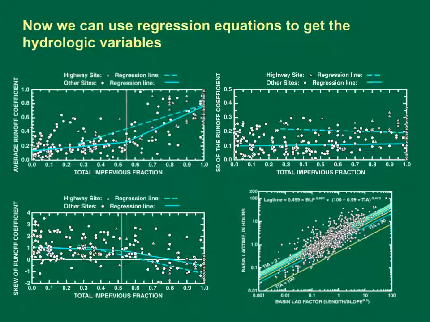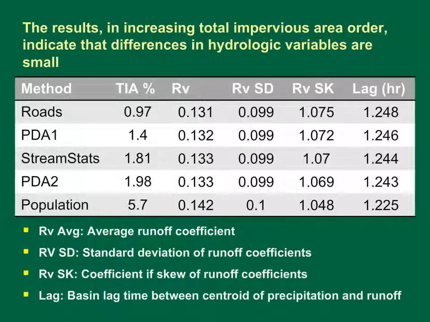Now, we can use the regression equations to predict the average, standard deviation, and skew of runoff coefficients and the basin lag time from TIA to compare the effects of the different TIA estimates on these hydrologic variables. The results in increasing TIA order indicate that differences in hydrologic variables are small. With TIA estimates ranging from 0.97 to 5.7, the average runoff coefficient varies from 0.131 to 0.142.